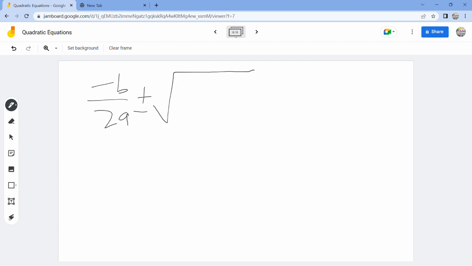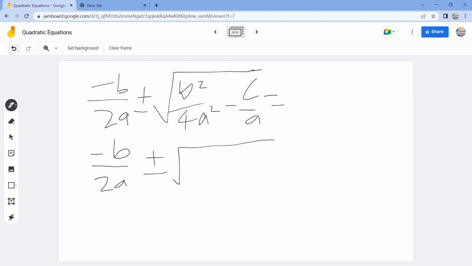Okay, so now, this is minus b over a. So now what we do is bring it back into minus b over 2a. So now this is plus or minus, okay? And then over here, b squared over 4a squared minus c over a. Ta-da! We proved the quadratic formula.